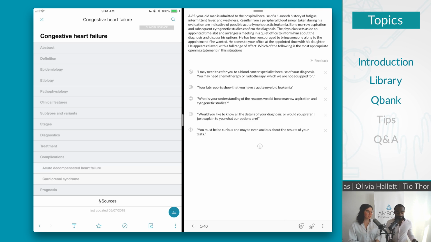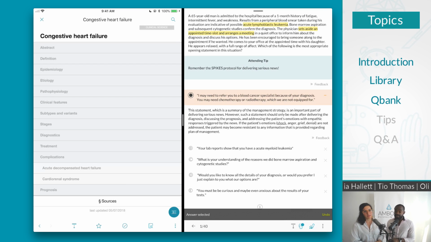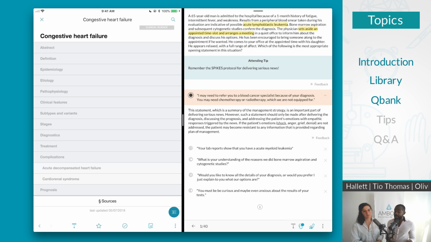This style of question is probably a bit more CS style, a more patient-interactive thing, but we can still select an answer that we think might be appropriate. So we selected an incorrect answer to show what happens when you do that. When you select an incorrect answer, there are a few things that happen.